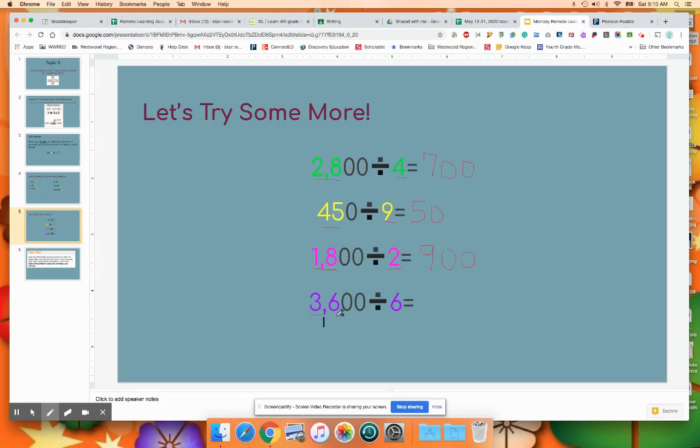Here we have 36 divided by 6 gives me 6. And I have 2 zeros in my dividend, so 2 zeros in my quotient. Again, if you're using the pattern, 36 divided by 6 is 6, 360 divided by 6 would be 60, and then 3,600 divided by 6 is 600. Okay?